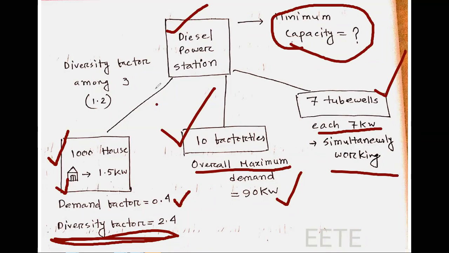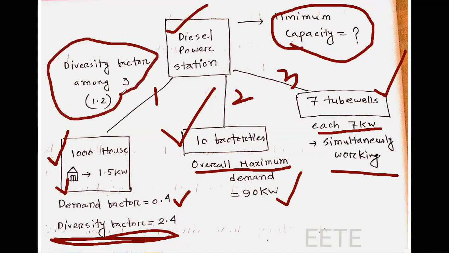So basically you have one type of load, two types of load, three types of load. But the interesting thing is that if these three are working at the same time, there would be no diversity factor, but the overall diversity factor is given. That means these three types of loads, the house, the factory, and the tube wells, are not working at the same time. So a diversity factor of 1.2 is given.